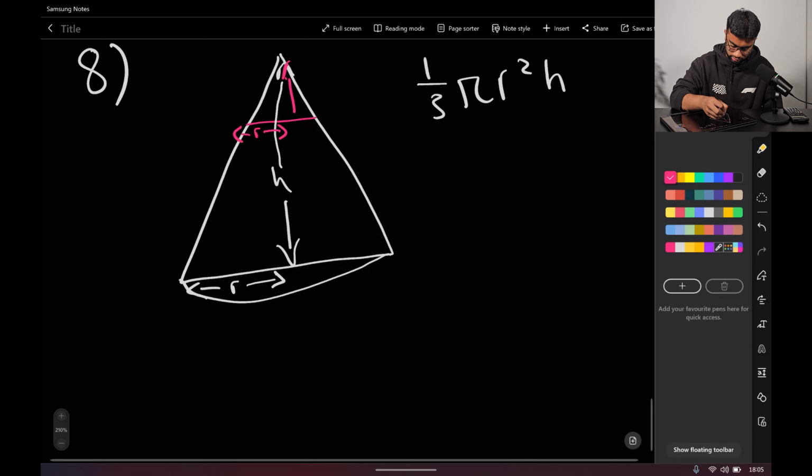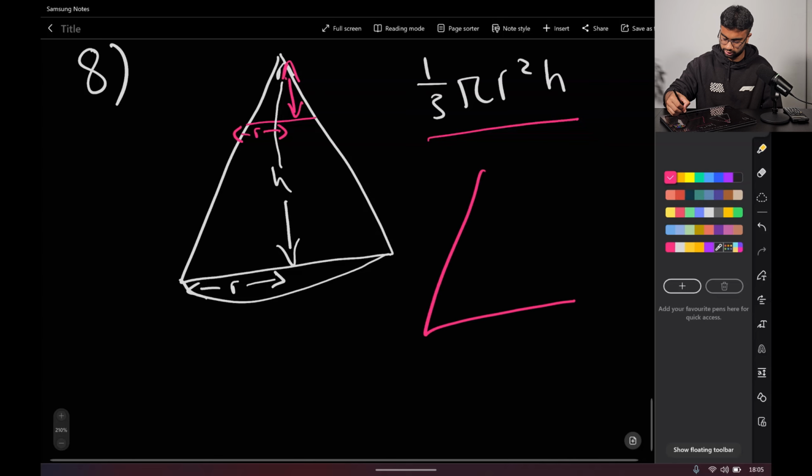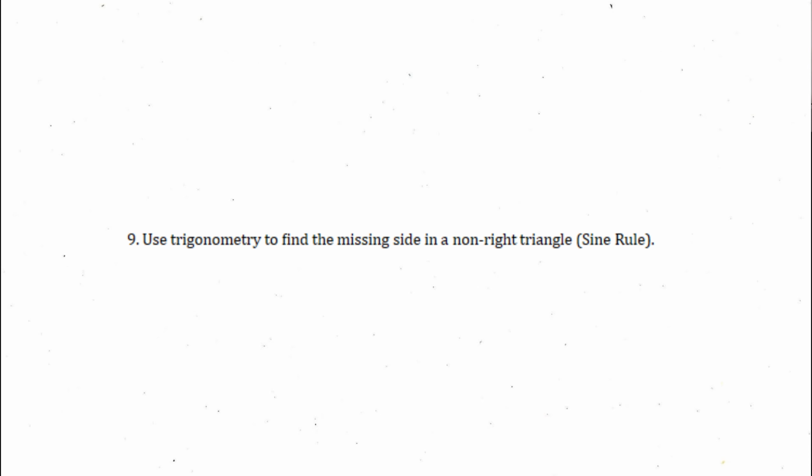And for the smaller cone, our radius would just be this distance, and the height would just be this. So once you work out the volume of the cone at the top using this formula, we can just subtract that from the volume of the entire cone, and that will give us the frustum, which will be shaped like this.